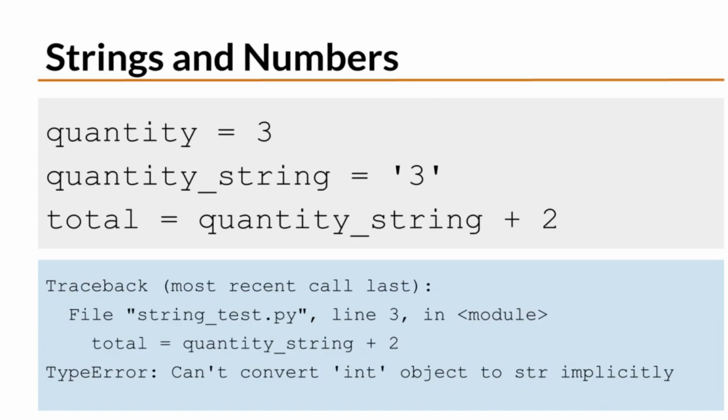This example creates a variable named quantity and assigns it the numeric value of 3. It also creates a variable named quantity_string and assigns it the string of 3. Remember that strings are enclosed in quotation marks. Here we've used single quotation marks, but you could have used double quotation marks as well. If you try to perform a mathematical operation against a string, you will encounter an error. Just be aware that if you surround a number in quotes, it becomes a string.